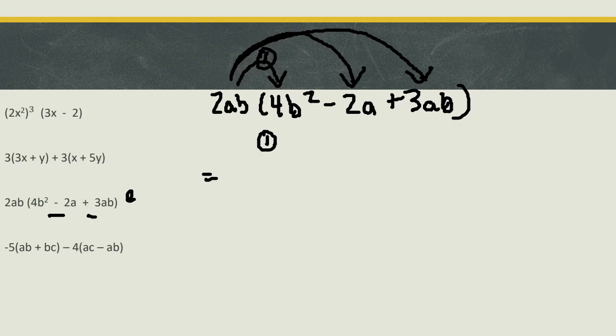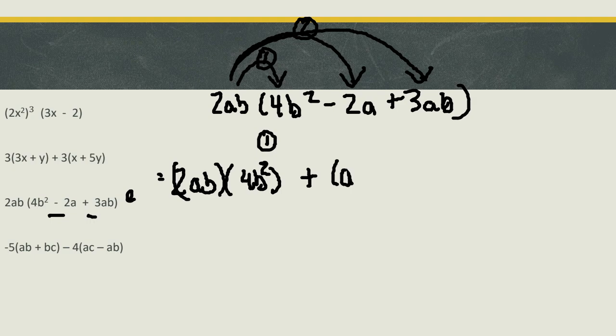Let's write it all out. It's going to be really messy, but let's write it all out. So I have 2ab times 4b². That's my first arrow. My second arrow is going to be a 2ab again, which I don't know why I keep forgetting to write the 2. It's been a long day.